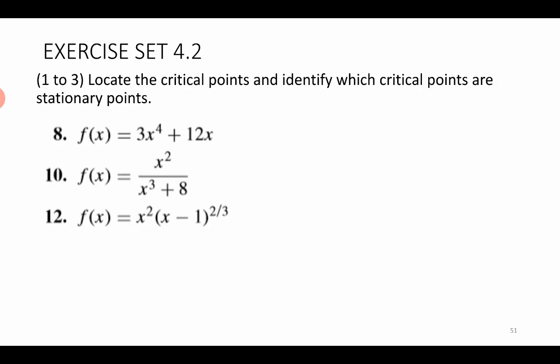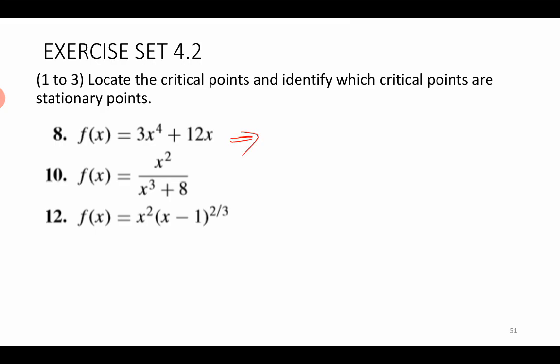Exercise set 4.2. What is the question? Locate the critical points and identify which critical points are stationary points. What is the definition of a critical point? The points at which the first derivative does not exist, or if it exists, it is 0, isn't it? If the derivative exists, it's 0. So we have to take the denominator and numerator to 0, right? Let's try.